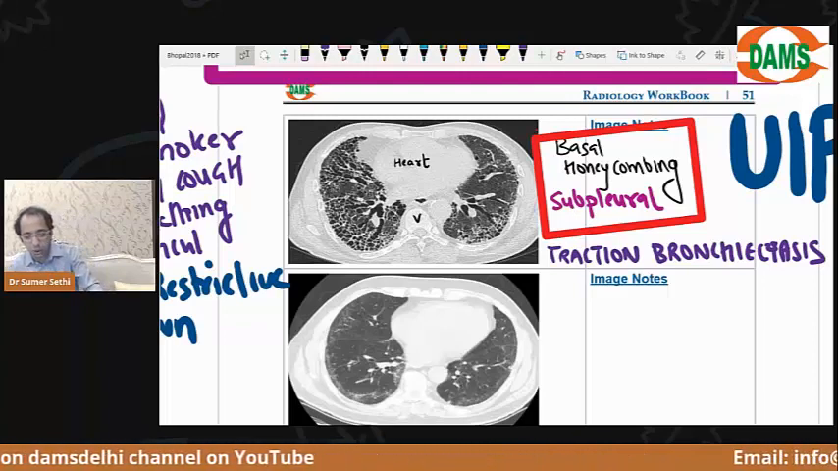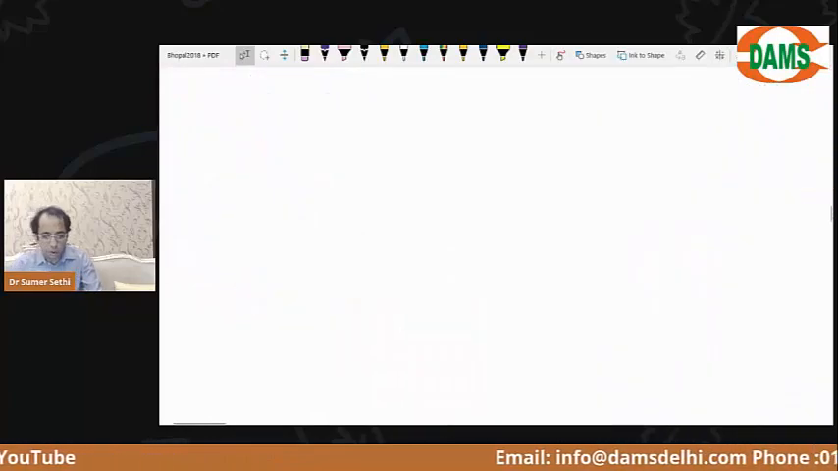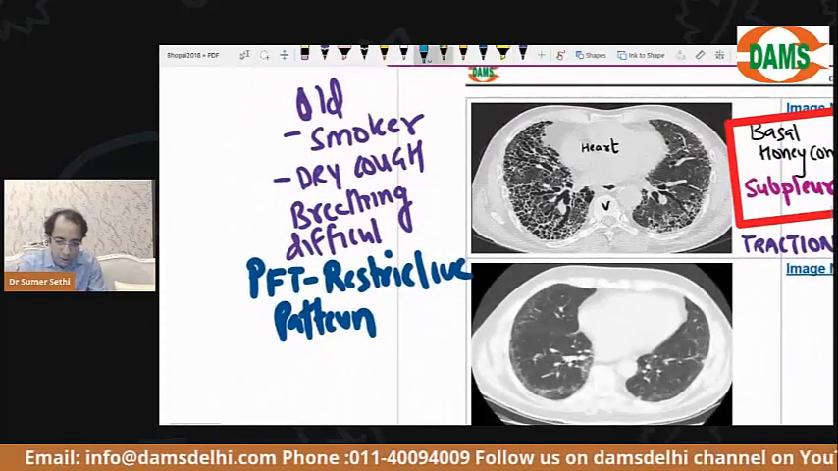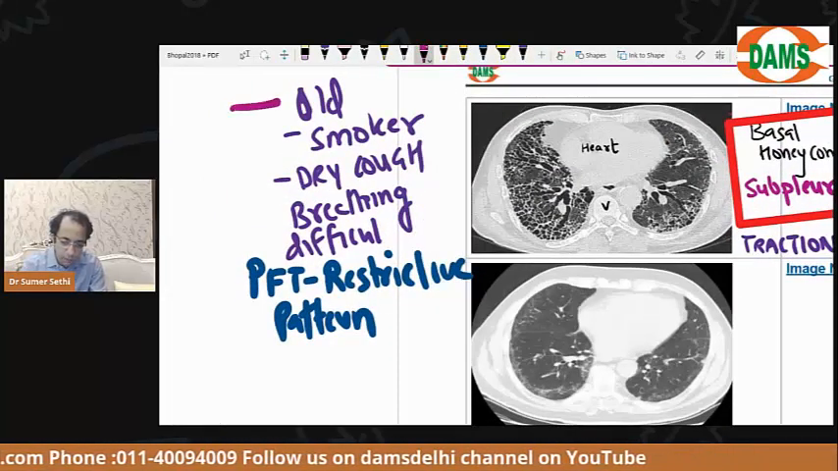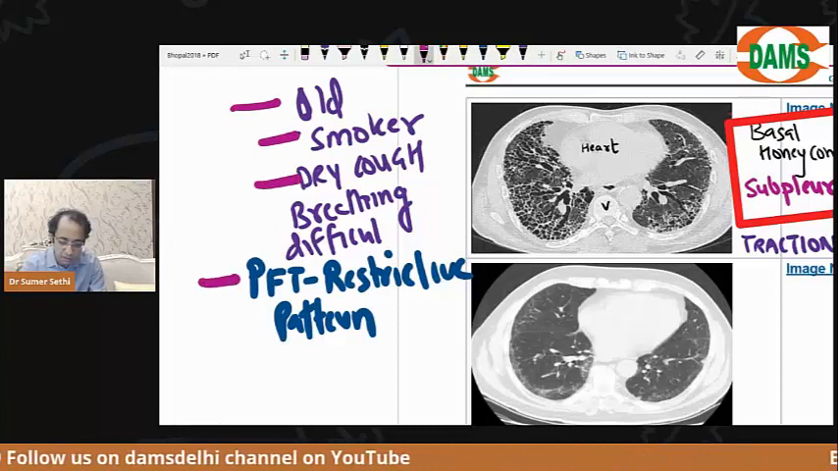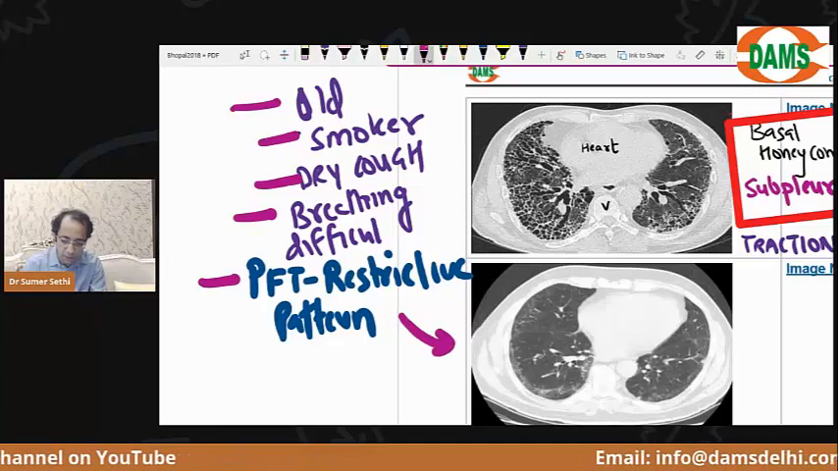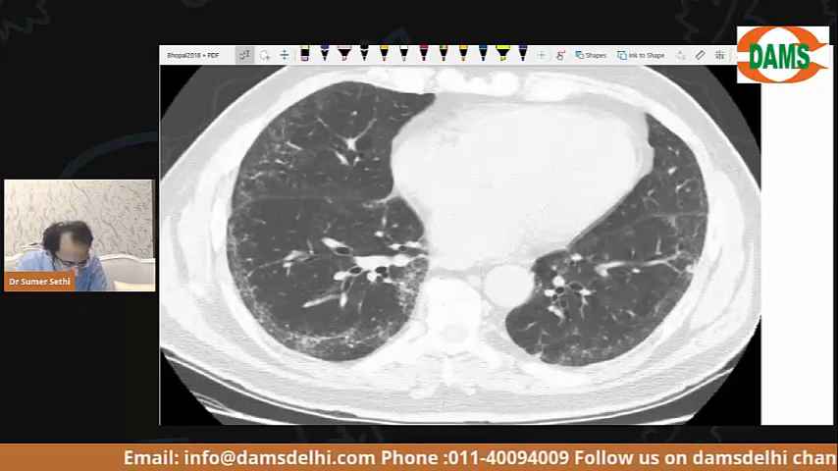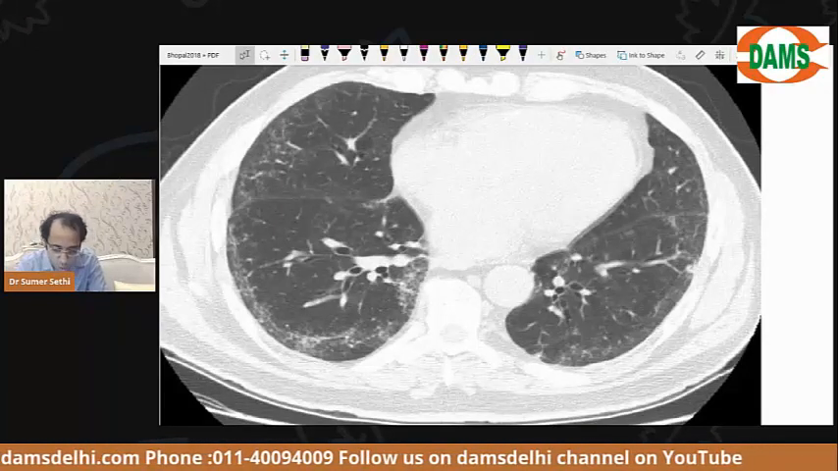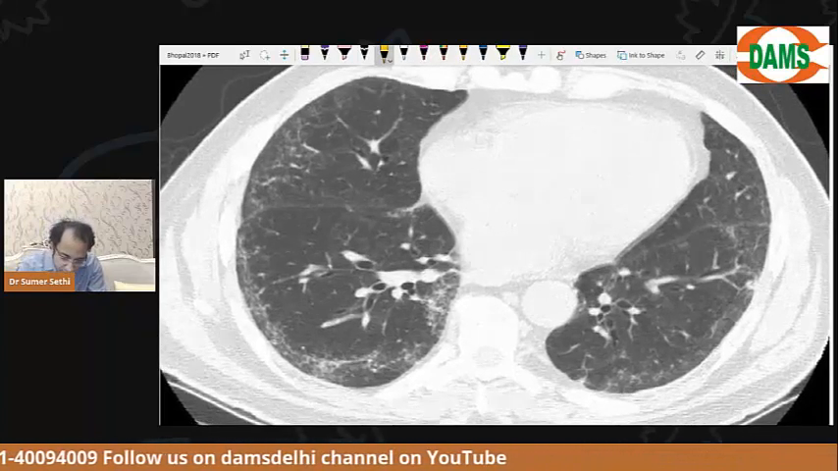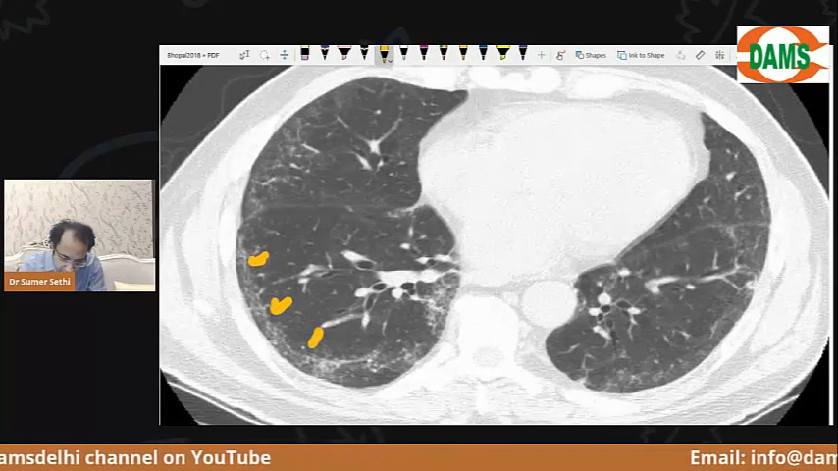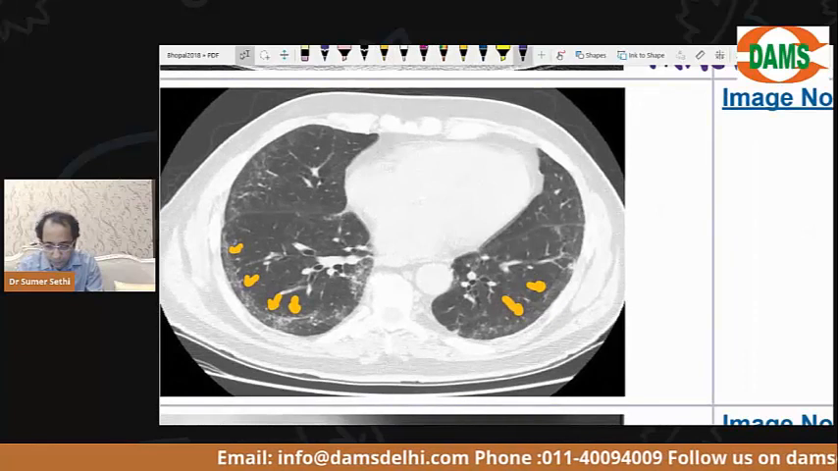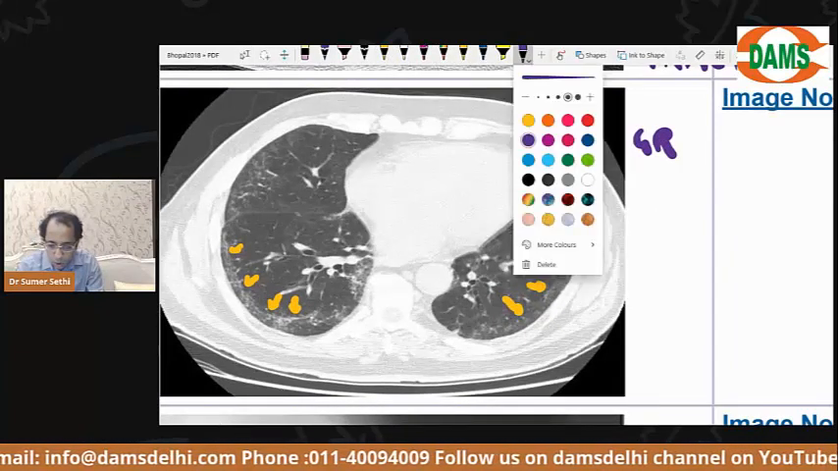Okay, very good. Now see the next picture. In the next question I am giving you the same history: old man, smoker, dry cough, breathing difficulty, PFT is showing restrictive pattern. This is the picture. Now the next CT scan does not look so bad. All you see is some haziness in the lung base, peripheral haziness. Can you see it? This is called ground glass opacity.